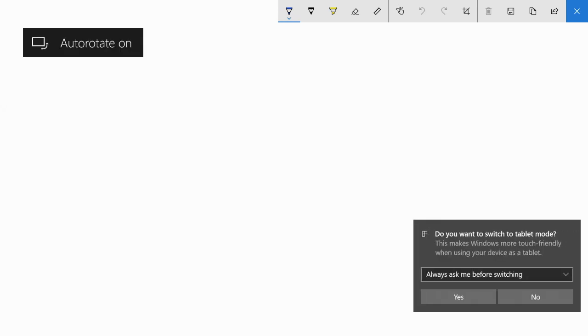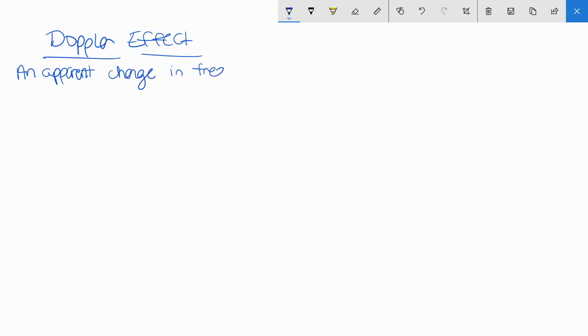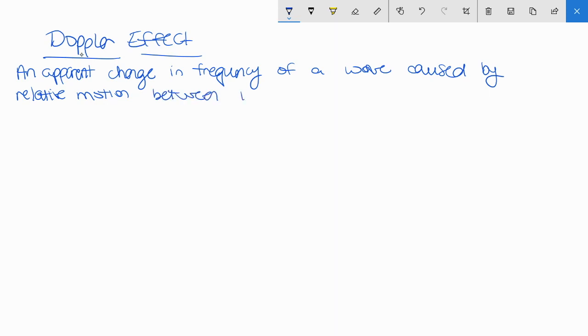Okay, we are talking about the Doppler effect. What the Doppler effect is, I'm going to define it first and then explain it. It's an apparent change in frequency of a wave caused by relative motion between the source of the wave and the observer.